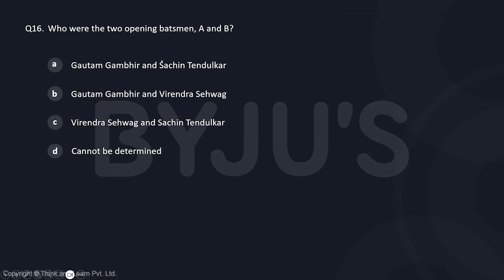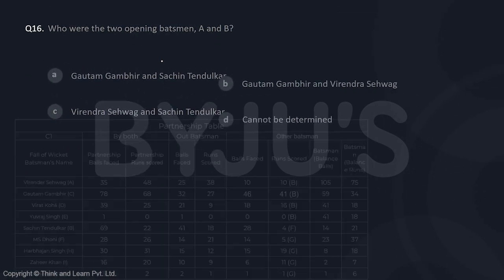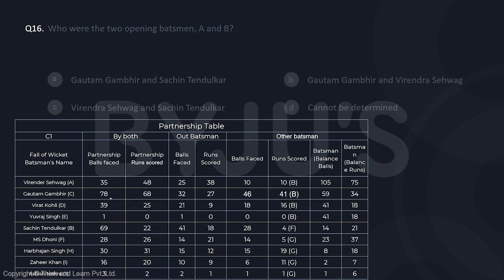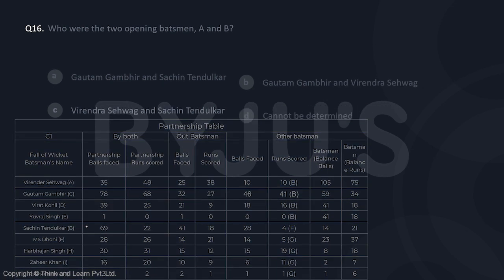And the last question, who were the two opening batsmen A and B? So we have clearly seen here Virendra Sehwag, and B, who represents Sachin Tendulkar, were the two opening batsmen. So my answer is option C for that.